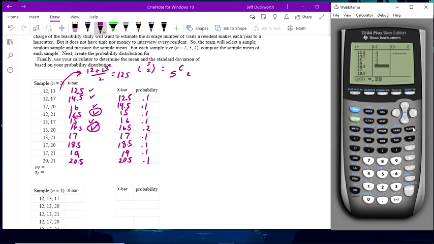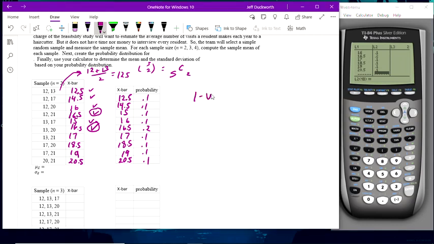This one's 0.2. The rest of them is 0.1. All right. So now that we have this, we're going to run the 1-Var Stats. And we're going to put in L1, comma L2 to let it know that we have two parts we're looking at. We're looking at the probabilities as list 2, or this could be frequency if you've got a frequency one.